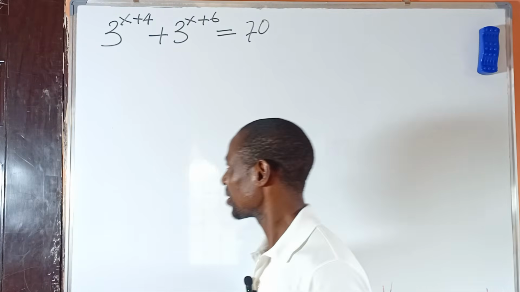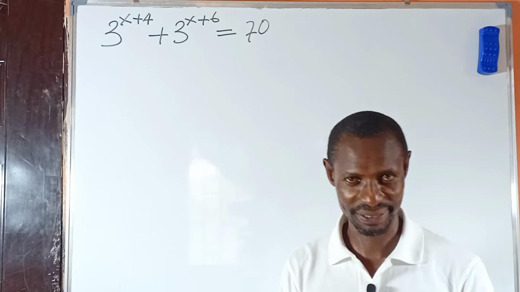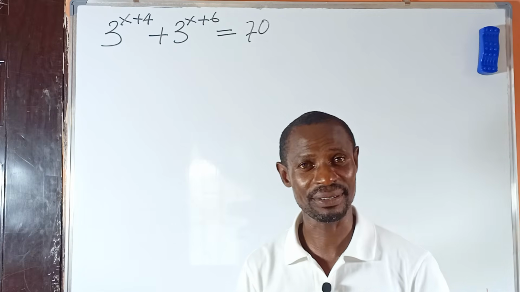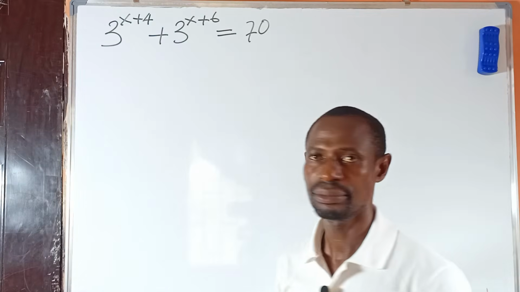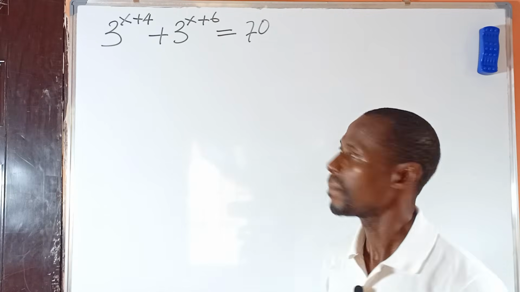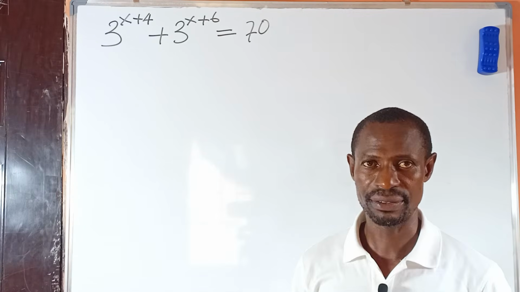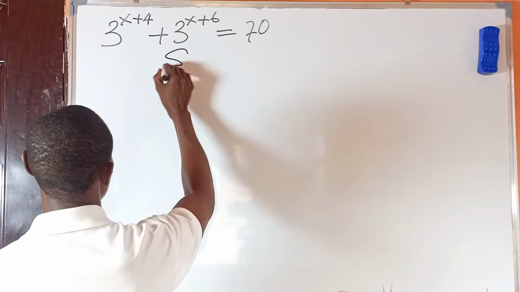We are still trying to work on our board for clarity. Okay, so let's try this out and see if it will give us a high level of clarity. We have the question here: 3 to the power of x plus 4 plus 3 to the power of x plus 6 equals 70. Find the value of x. All right, so we take a solution here.